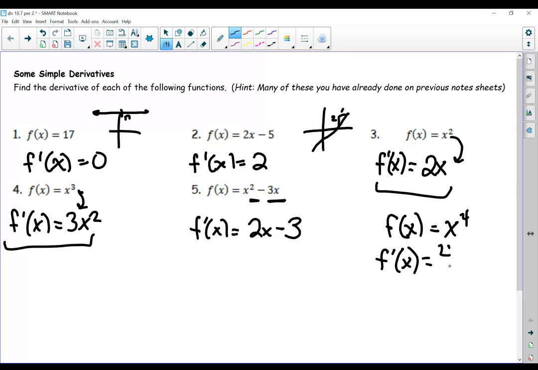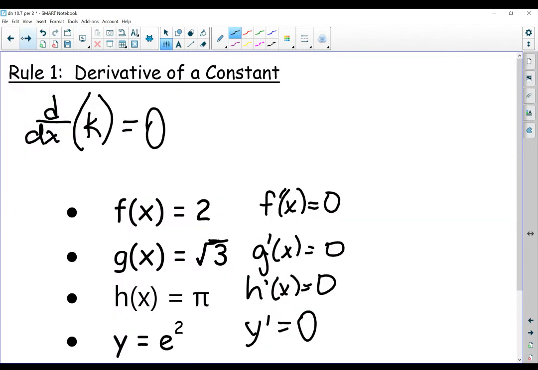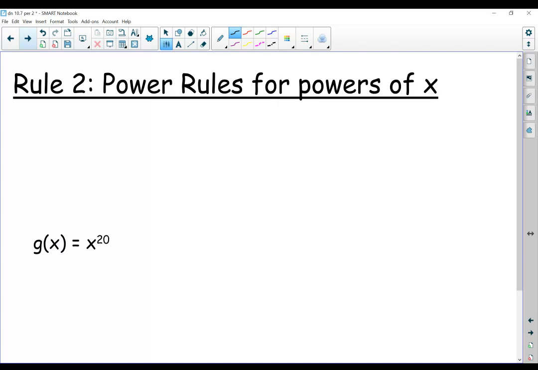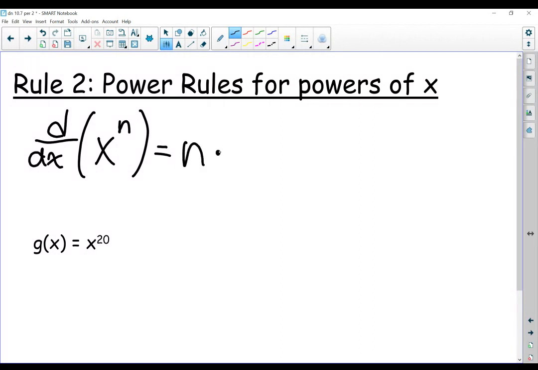And if you said 4x to the 3rd, you're correct. So we can see when we have a polynomial function, so when it's x raised to a constant number, all we're doing is bringing the exponent down to the front and then decreasing the degree by 1. So if I were going to generalize that, if I have x to some power, x to the n, the derivative function is going to be n times x to the n minus 1.